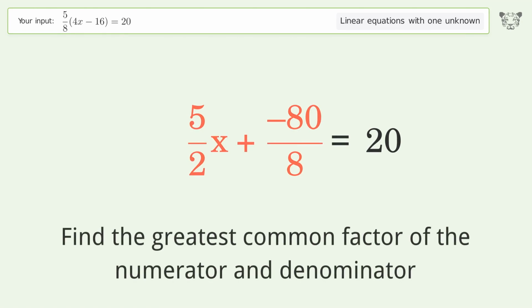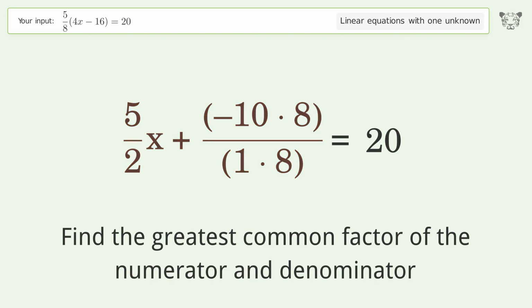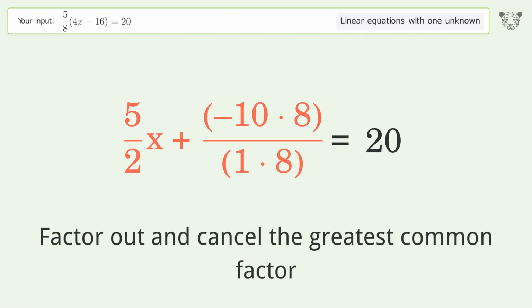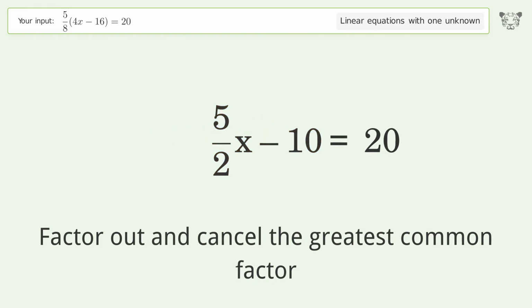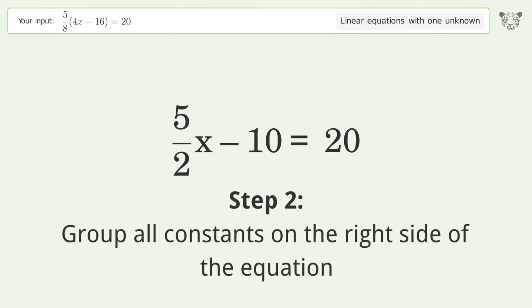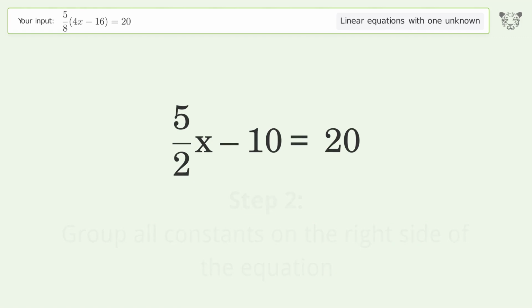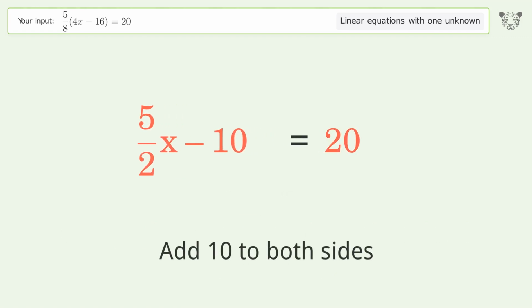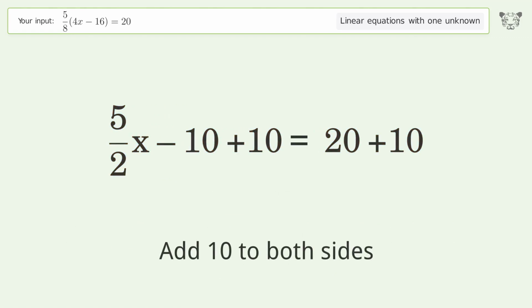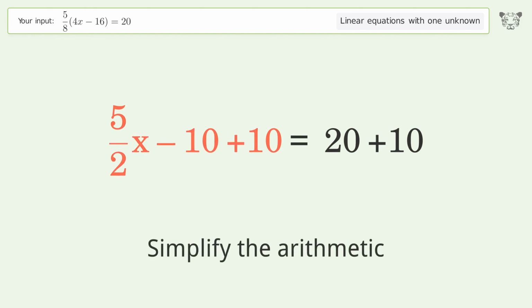Find the greatest common factor of the numerator and denominator. Factor out and cancel the greatest common factor. Group all constants on the right side of the equation. Add 10 to both sides. Simplify the arithmetic.